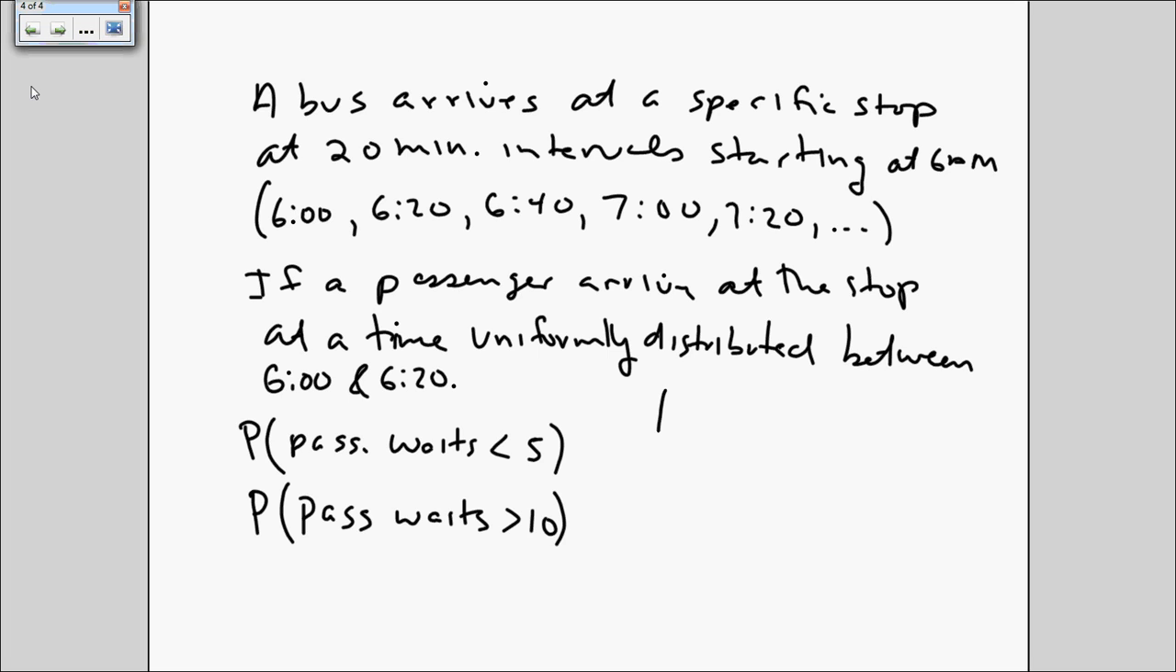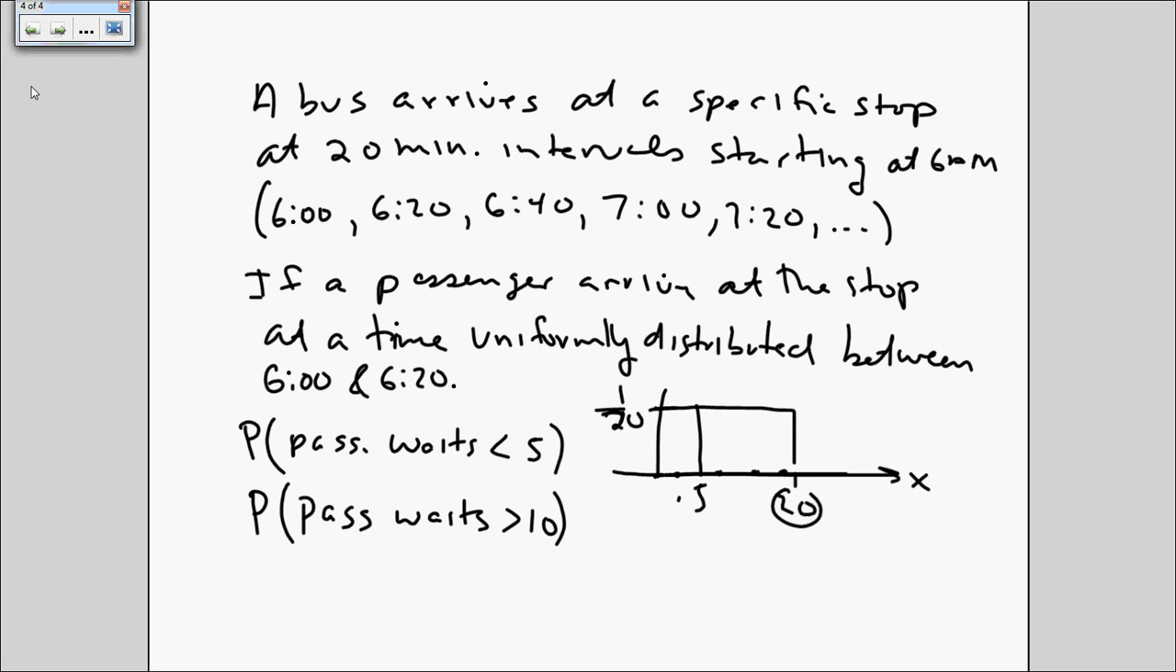Okay? So it's uniformly distributed. 20-minute interval. 6 o'clock to 6:20. B minus A is 20. The height is 1 over 20. Here it is, and this is how long you wait. You wait 0 minutes, or 1 minute, or 7 minutes, or 18 minutes, or 19 minutes. Okay? You wait less than 5 minutes. 0 to 5.